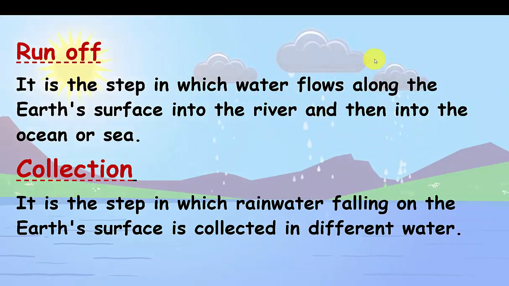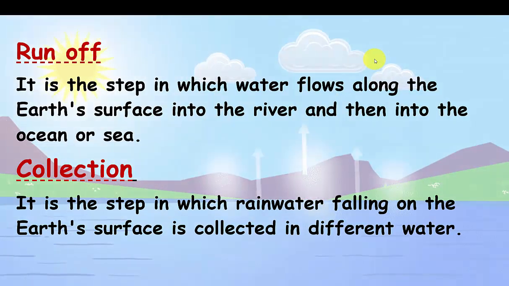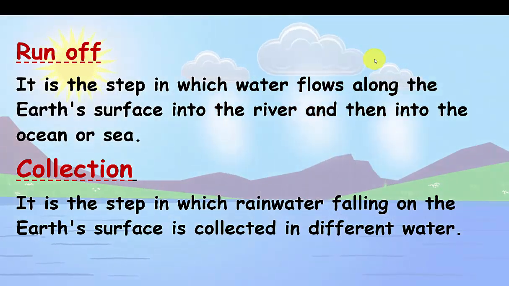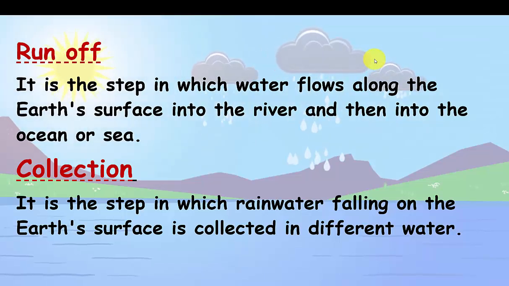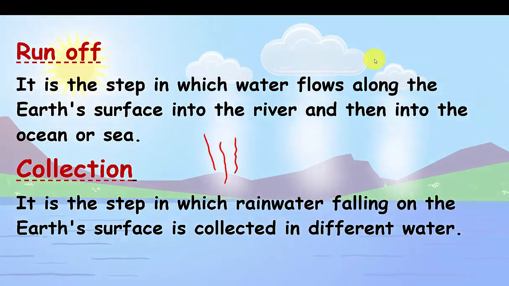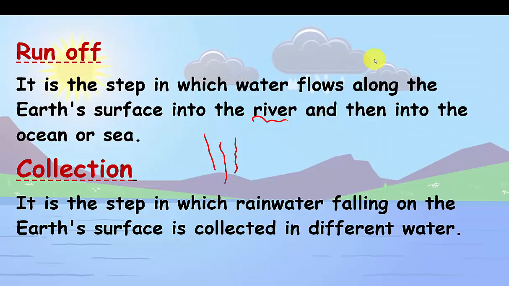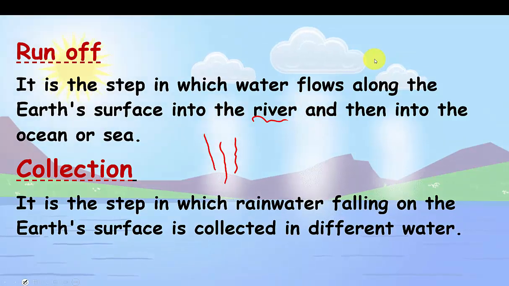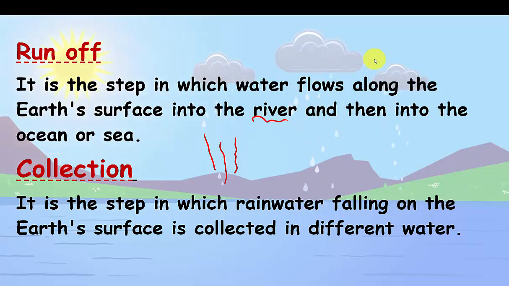Runoff is a step in which the water flows along the earth's surface into the rivers and then into the ocean and sea. When the water moves on the earth's surface to rivers or to ocean or sea, we call it runoff of water. Collection is the step in which the rainwater falling on the earth's surface is collected in different bodies of water. So collection means collection of rainwater on the earth's surface in different bodies of water.